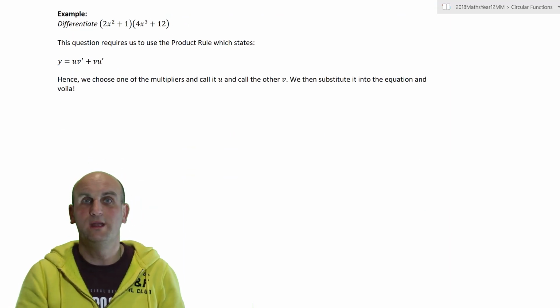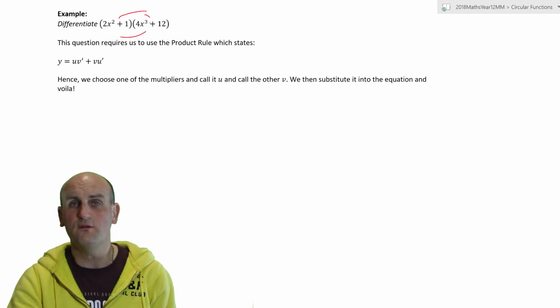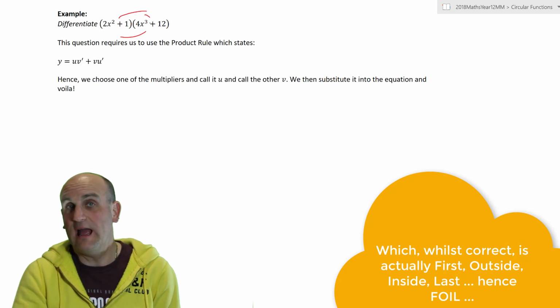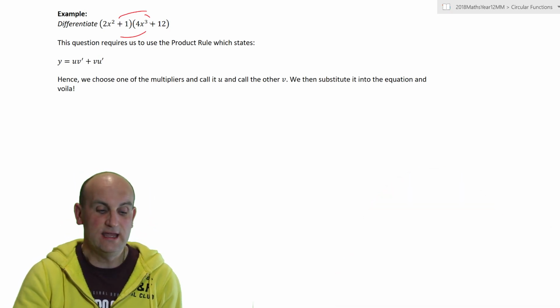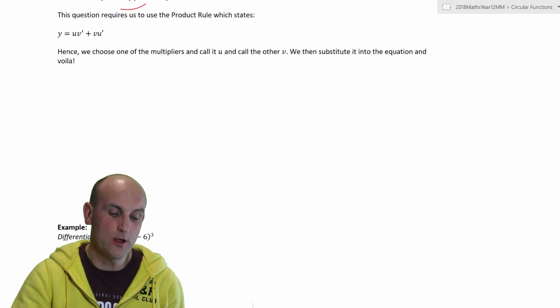And while we can, in this situation, quite easily FOIL it, first, inside, outside, last, we can have other methods available to us. Now, yes, foiling this could be simpler than the product rule, but I'm going to use the product rule just as a basic introduction. So what is the product rule?